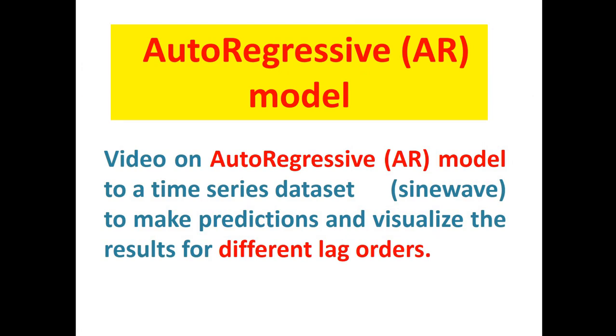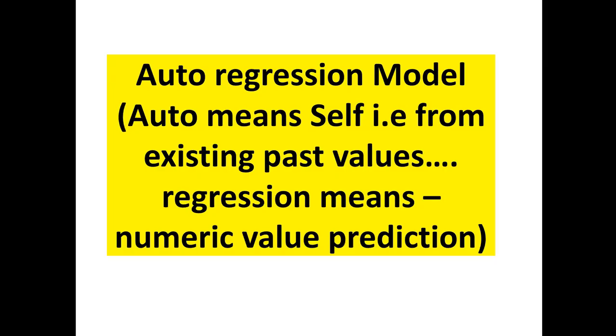So the autoregressive model uses a time series data set. In our case, it's a distorted sine wave with a lot of fluctuations, to make predictions and also to visualize the results using different lag orders. What is the lag order? We will discuss it now.